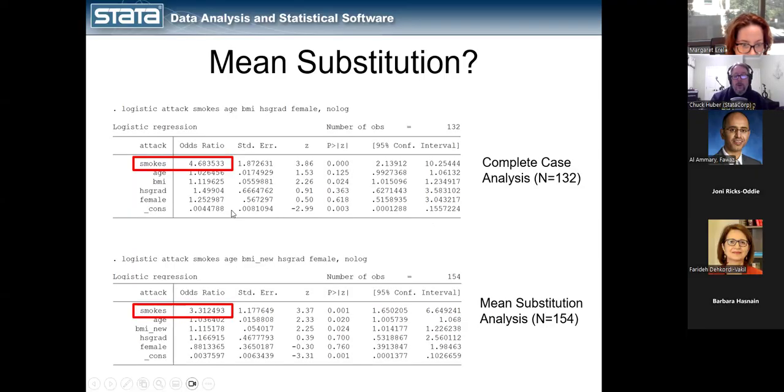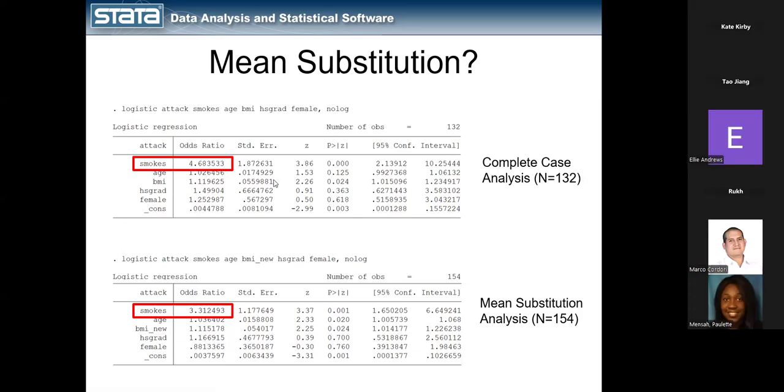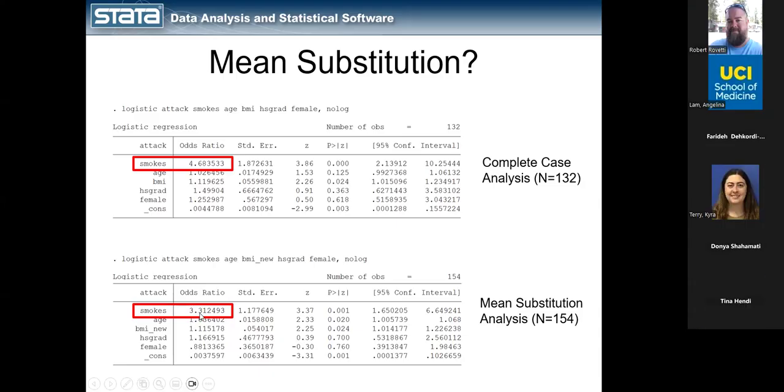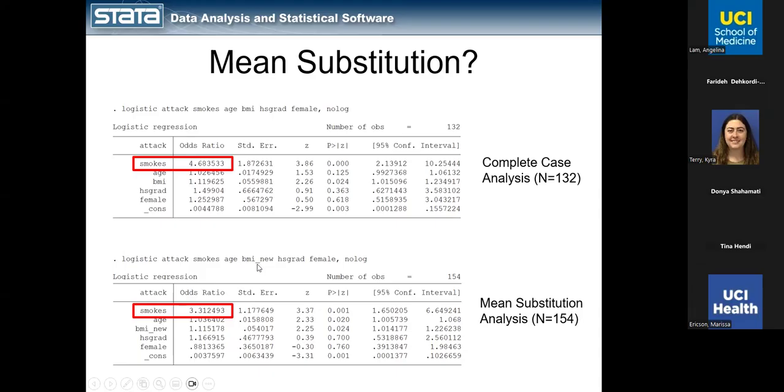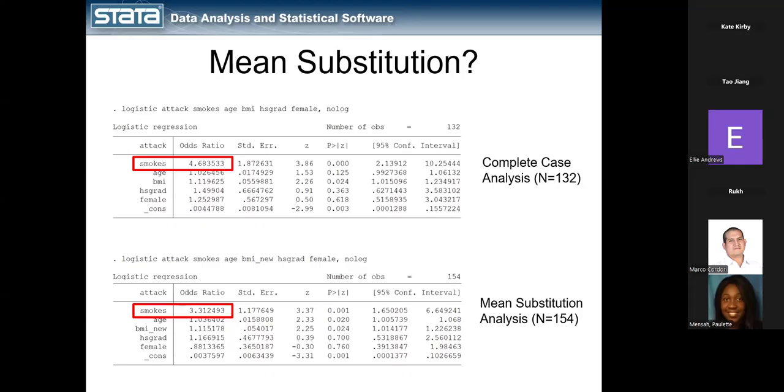Just for fun, let's run the model using complete case and mean substitution. So at the top is the model we fit before with complete case analysis using 132 observations, and the odds ratio was 4.68. But at the bottom, I fit the model using mean substitution, and now the odds ratio is 3.3. Both of them are large. Both of them suggest that there is a strong relationship of some sort between smoking and heart attacks. But which one is correct?